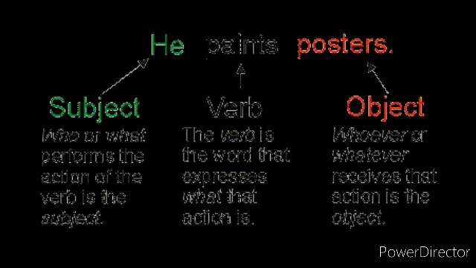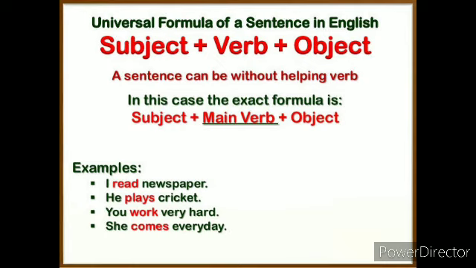Now let's look at the structure of sentence before understanding the various kinds of tenses. A sentence has a subject, a verb, and an object. A sentence may or may not have an object. The universal formula of a sentence in English is subject plus verb plus object. A sentence can be without helping verb. In this case, the exact formula is subject plus main verb, which is also called the base form of verb or the verb as it is, plus object. For example, I read newspaper. He plays cricket. You work very hard. She comes every day.